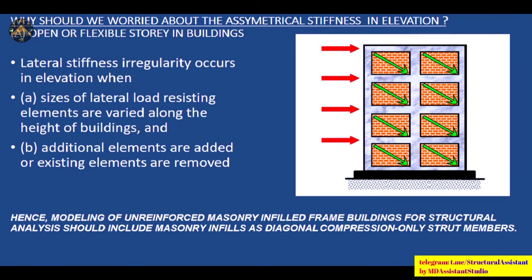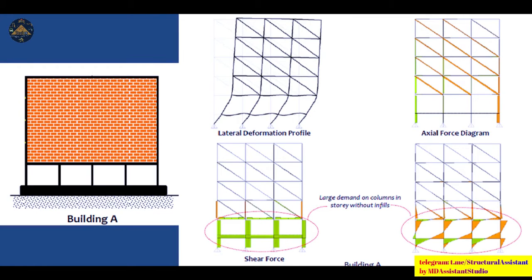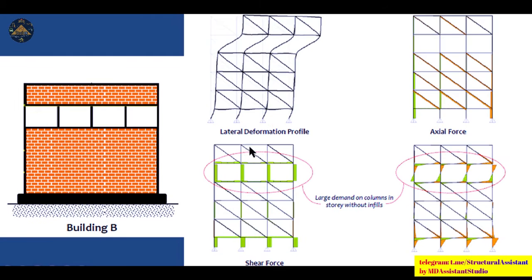So here you can see that the force that came here gets transferred by these masonry infills. The modeling of an unreinforced masonry infill frame for structural analysis should include the masonry infills as diagonal compression-only strut members. And this is a very good example of an open story. Here you can see that this part is not much damaged or affected. Only this part, the part that was open or without the masonry infill, gets deflected. And here you can also see that a large amount of bending forces are coming here, but very negligible bending forces are coming here. This type of behavior is also not desirable.